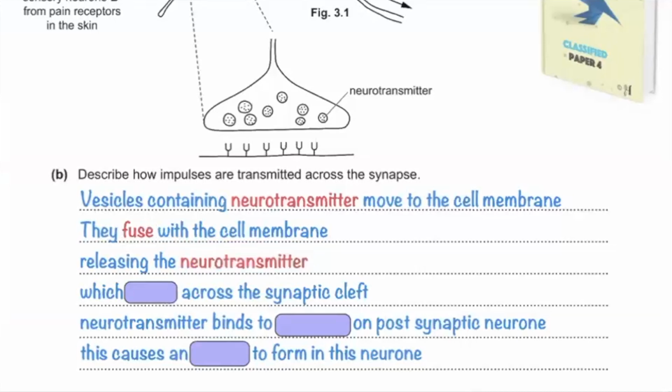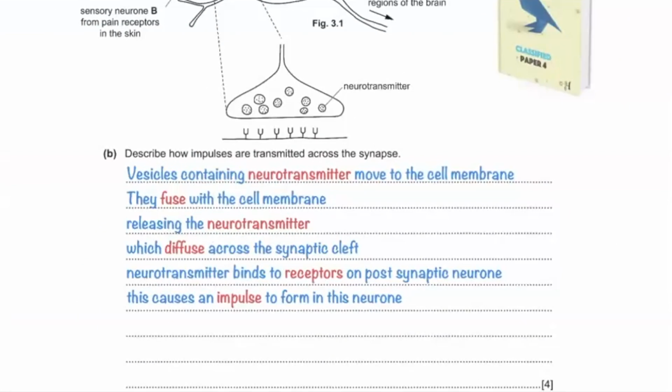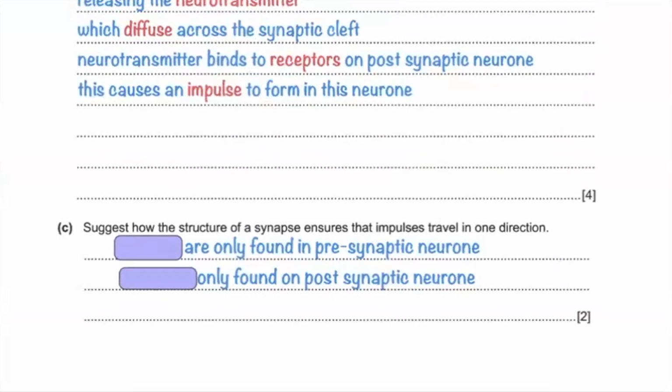And how does it cross the cleft, or how does it cross the synapse? It crosses it by means of diffusion. The neurotransmitter then binds to some receptors found in the postsynaptic neuron. And this causes what? This causes a new impulse in the postsynaptic neuron, right? Is that clear?